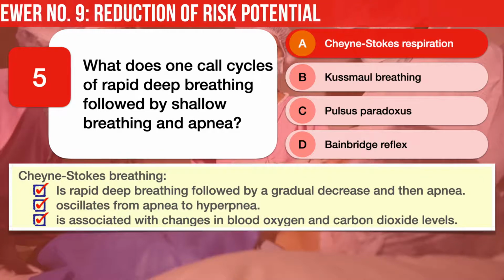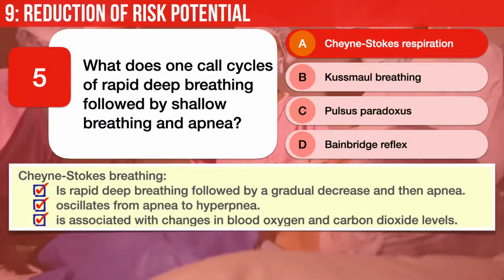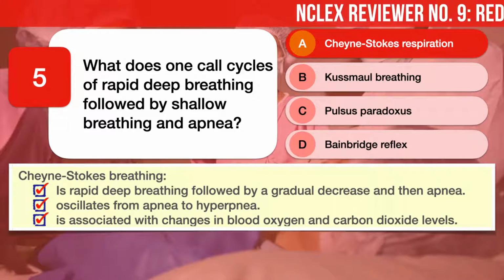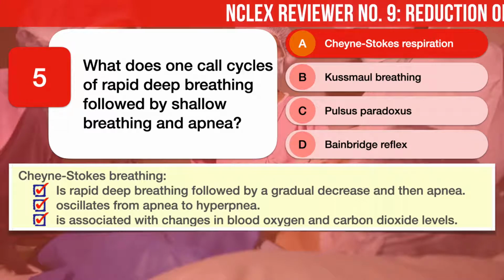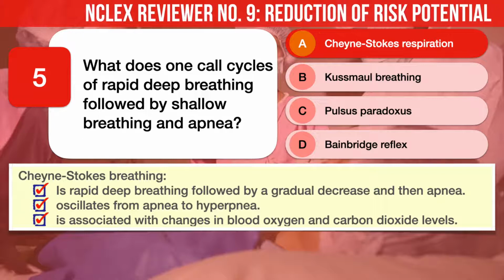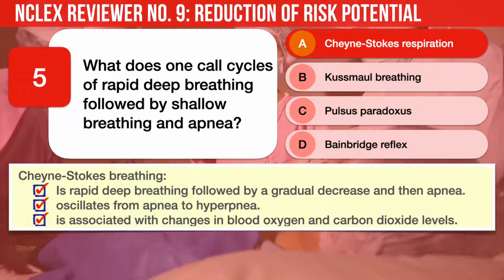The correct answer is A. Cheyne-Stokes respiration. Cheyne-Stokes breathing is rapid deep breathing followed by a gradual decrease and then apnea. Cheyne-Stokes breathing oscillates from apnea to hyperpnea. Cheyne-Stokes breathing is associated with changes in blood oxygen and carbon dioxide levels.